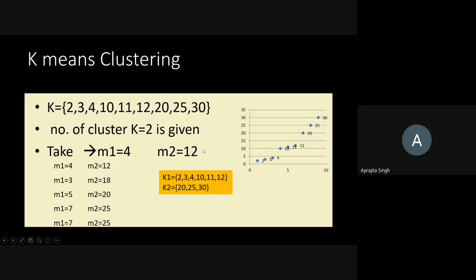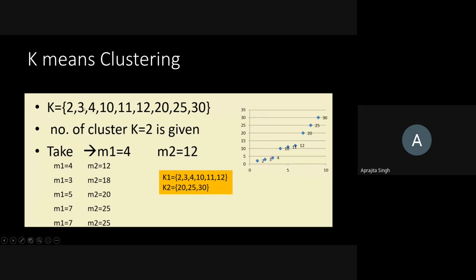And what did you do? You went along and saw whether this 2 is near 4 or near 12, right? So you just saw the distance between a particular point and the centroid. 4 and 12 are your two centroids, and you are seeing whether this 2 is near this centroid or that centroid, and accordingly you put them in a particular cluster. So if 2 is near 4 and not near 12, you include 2 in the cluster wherein 4 is there.